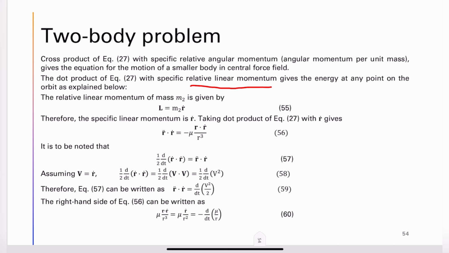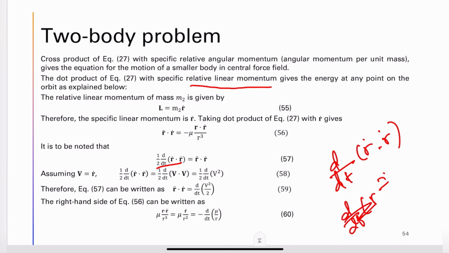Again, this can be rewritten with a half, because when I take this dou by dou t, I have two expressions. So if I write like this, this will become dou by dou t of r. So this can be written as r double dot into r plus r dot into r double dot.